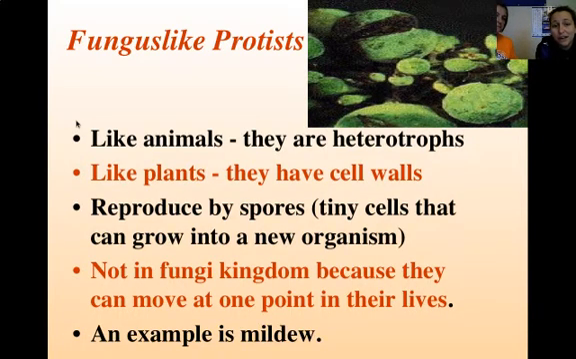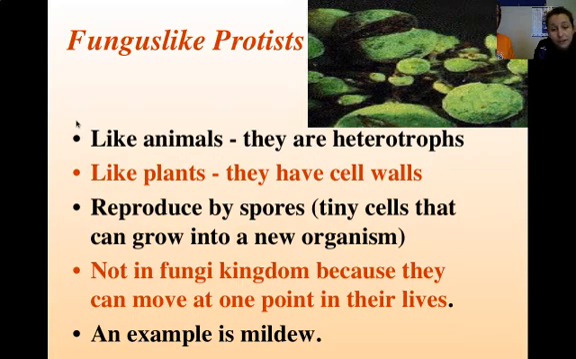Okay, so then we also have fungus-like protists. So remember, this is our second type of protist. We had animal-like. This is the second type. It's fungus-like protists. They're going to be both like animals and like plants. The way that they're like animals is they are heterotrophs, so they consume others for their energy. But like plants, they have a cell wall. They reproduce by something called spores, which are these tiny cells that can grow into a new organism.